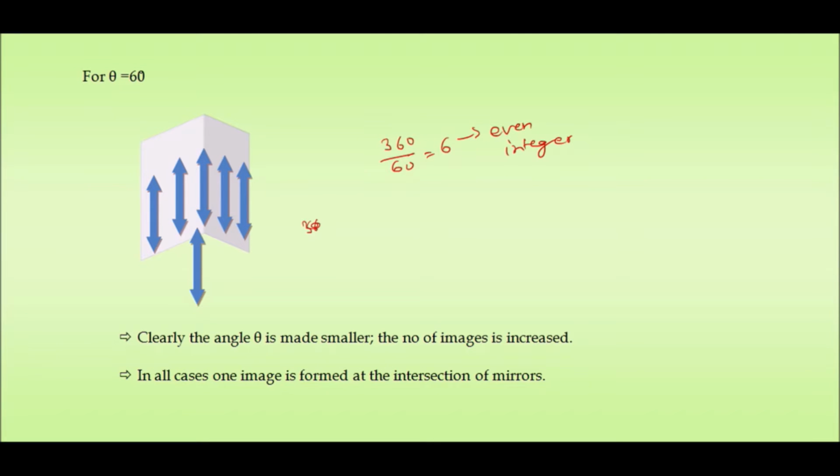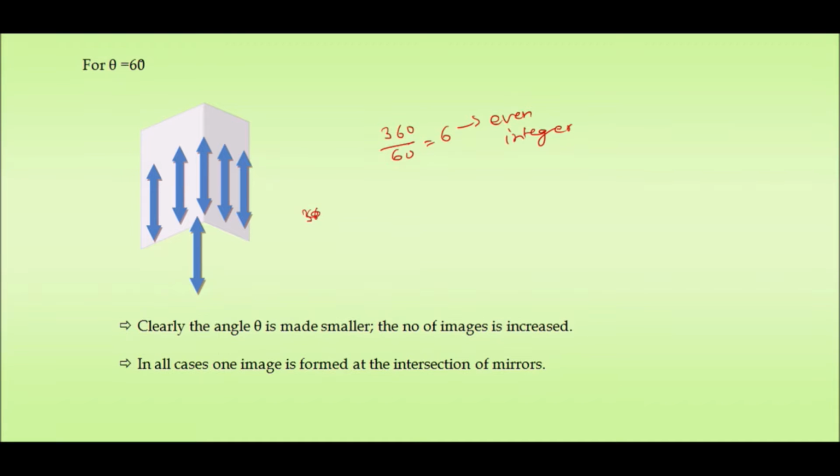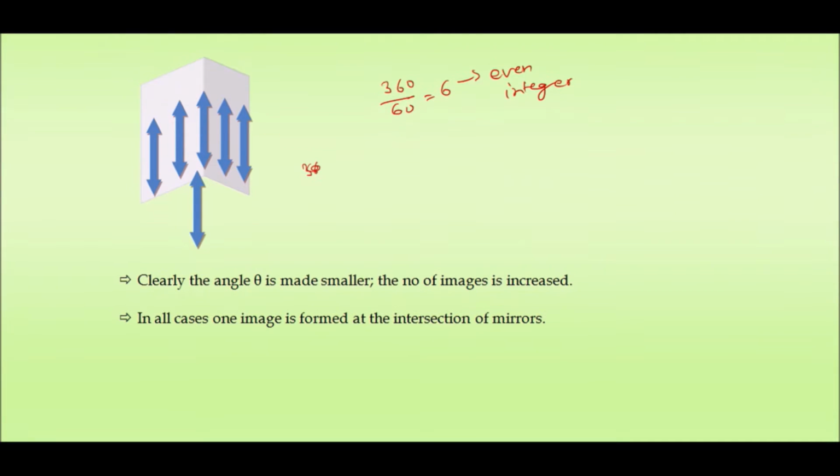So clearly, if we make angle theta smaller, then the number of images formed will increase, and in all cases one image is formed at the intersection of the mirrors. So I think when the angle is such that 360 by theta is even, it is clear.